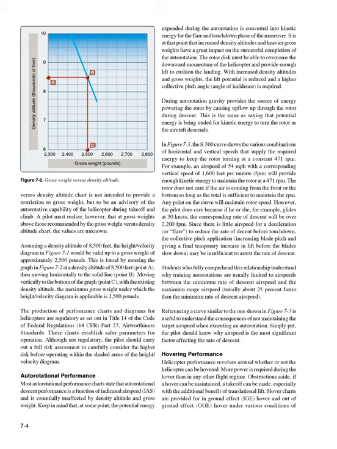Autorotational performance. Most autorotational performance charts state that autorotational descent performance is a function of indicated airspeed, IAS, and is essentially unaffected by density altitude and gross weight.